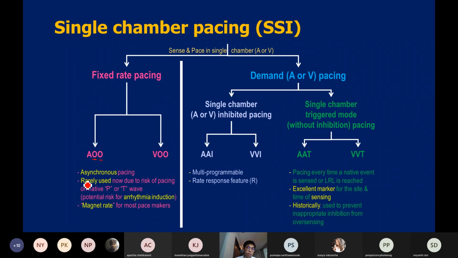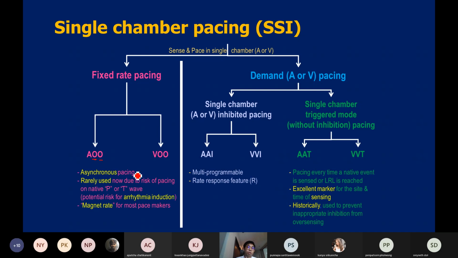It is rarely used now because there is some risk of pacing onto the P wave or T wave, which could induce an arrhythmia. Because the pacemaker doesn't care about the intrinsic rate, when it paces there's a slight chance that the pacing spike would land on the T wave, and this would create what we call an R on T phenomenon, which could lead to ventricular tachycardia.